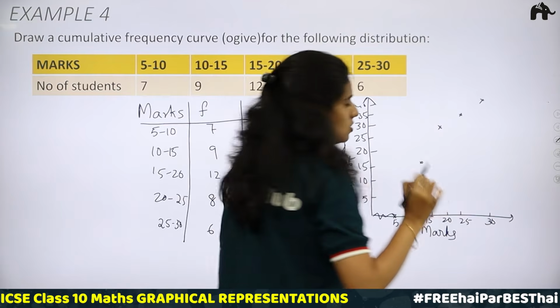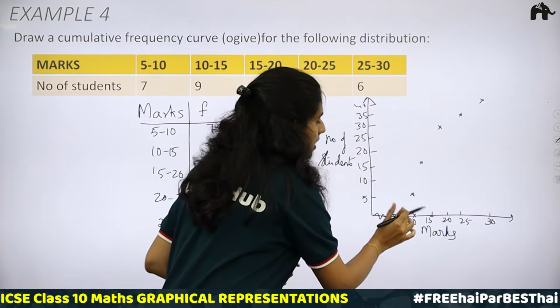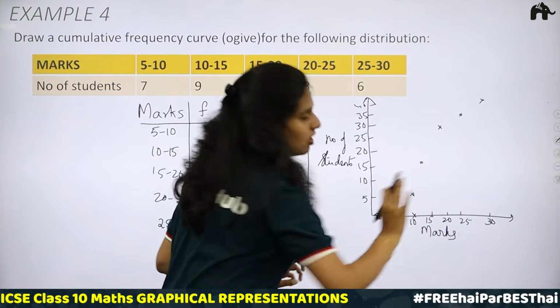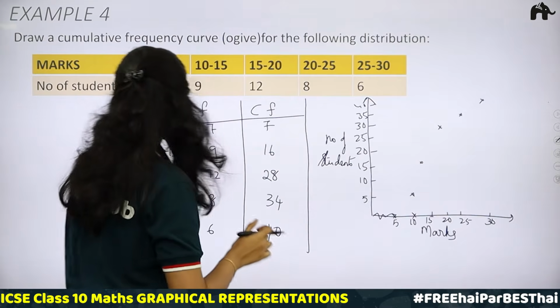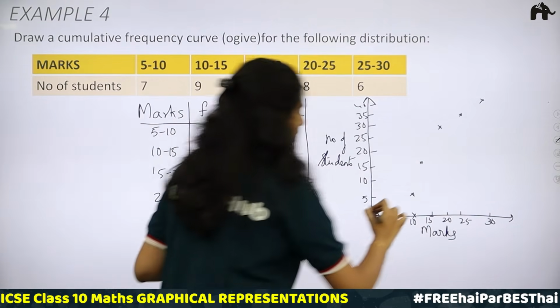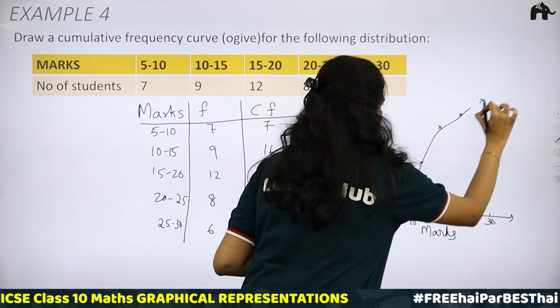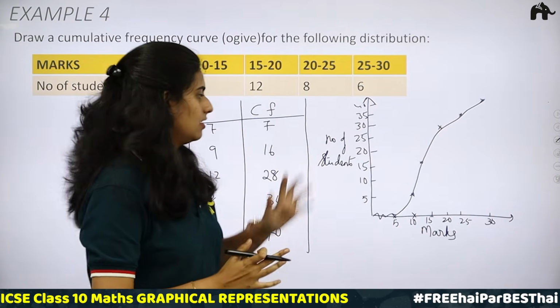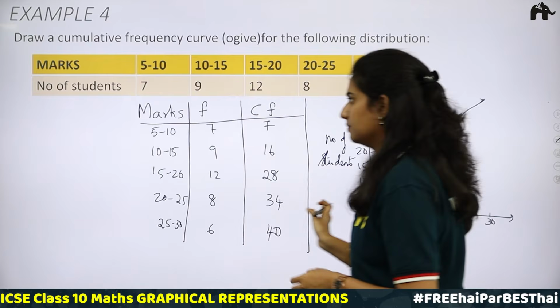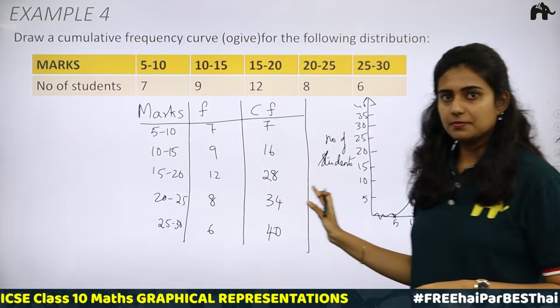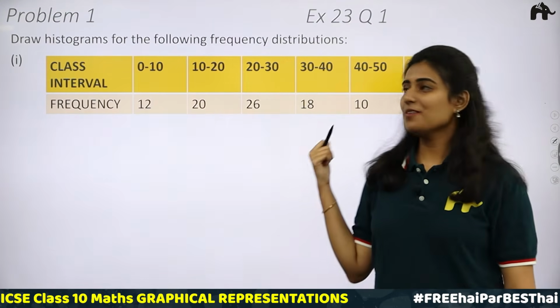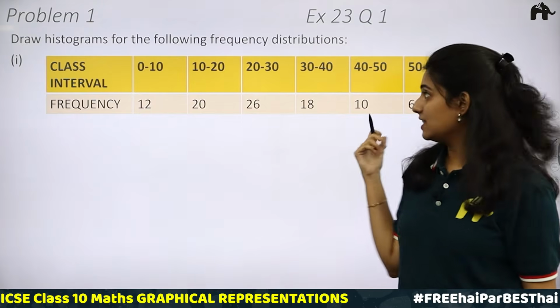Okay. Now, join. Start from the lower limit, which is a point on the x-axis. Lower limit of the first class. Okay. Start from here. Join all the points. So, this is the required cumulative frequency curve. Understood how we have done this? Clear? Let us now solve problems from exercise 23.